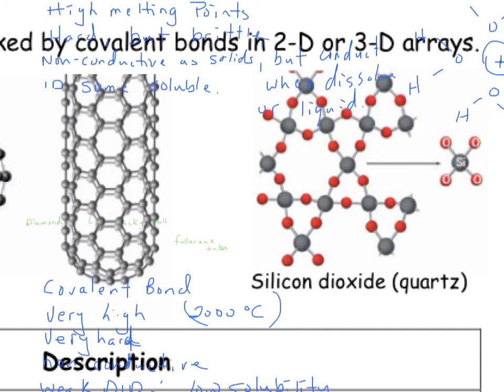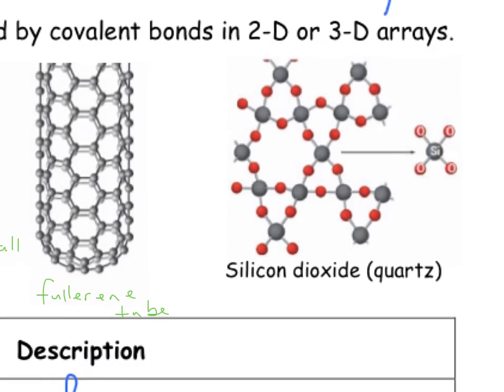The last example here we have is a molecular network solid, and that's because the repeatable unit is an SiO4. And so you take that and you just covalently bond that subunit together. It's known as silicon dioxide, even though there's 4 oxygens in each subunit, and its common name is quartz.